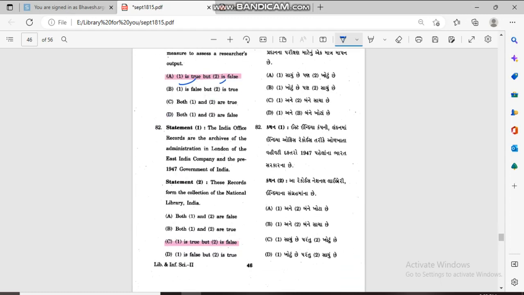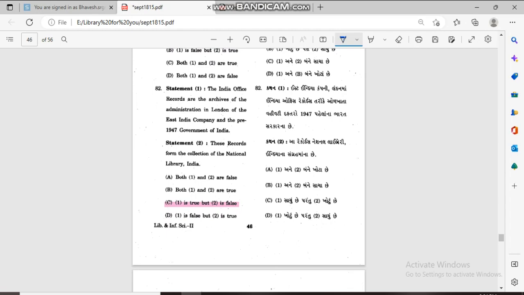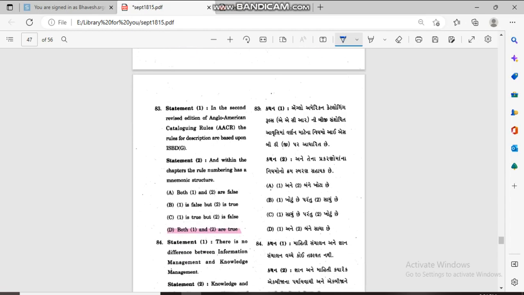The India Office Records are the archives of the administration in London of the East India Company and the pre-1947 Government of India. Second statement: these records form the collection of the National Library of India. First is true and second is false.